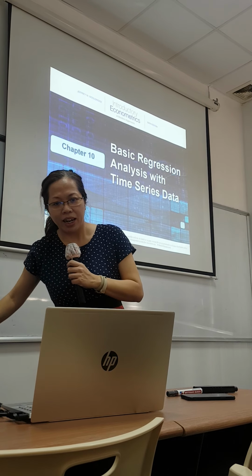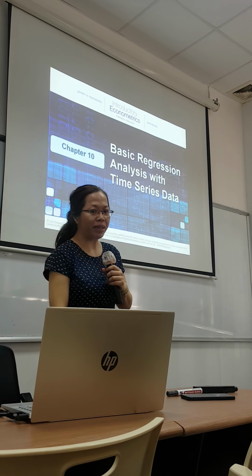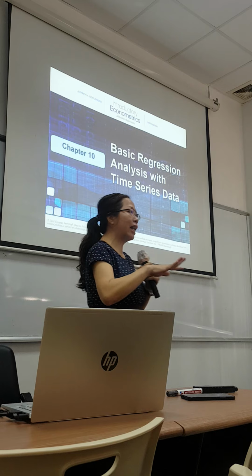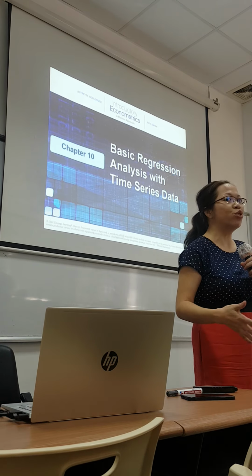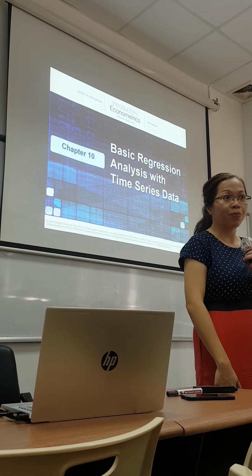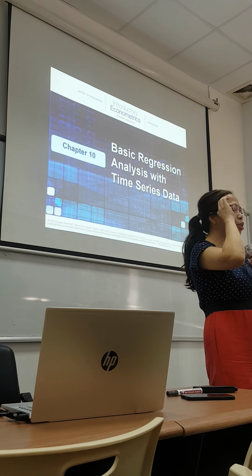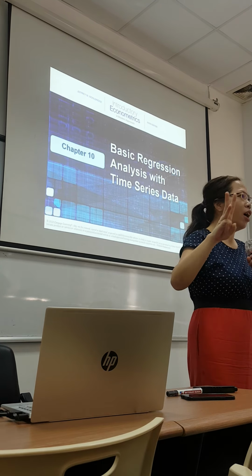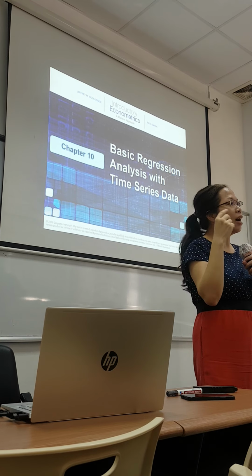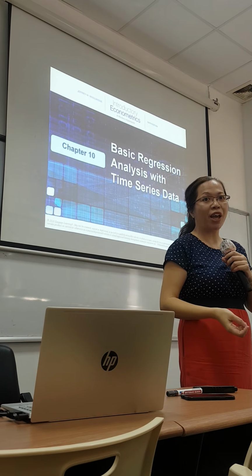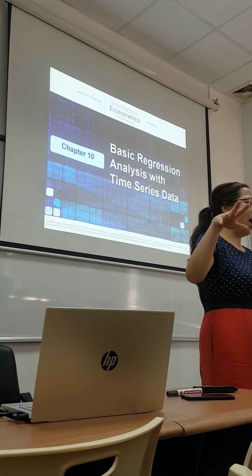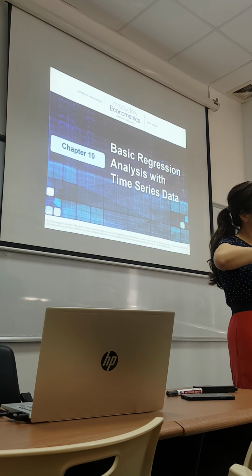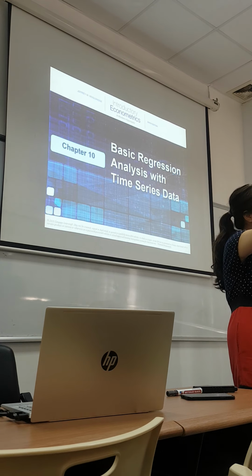Okay, so that's it, right? So now we're going to move to chapter 10. Basically, from chapter 1 to chapter 9, we talked about cross-sectional data. Okay, so you already know that we have 3 different types of data: cross-sectional data, time series data, and panel data. Okay, so with cross-sectional, we stand at a point in time, and then we study different observations.